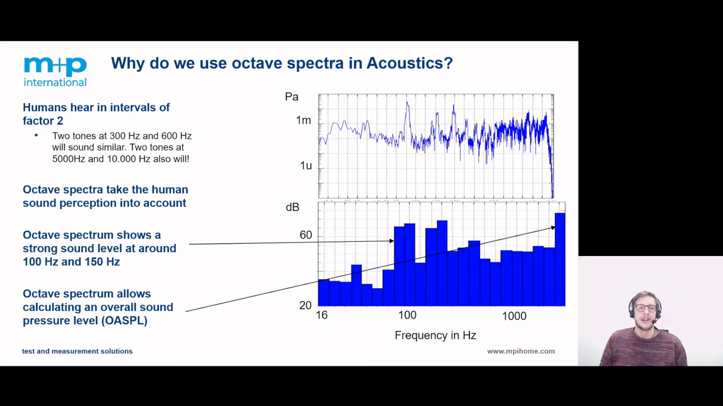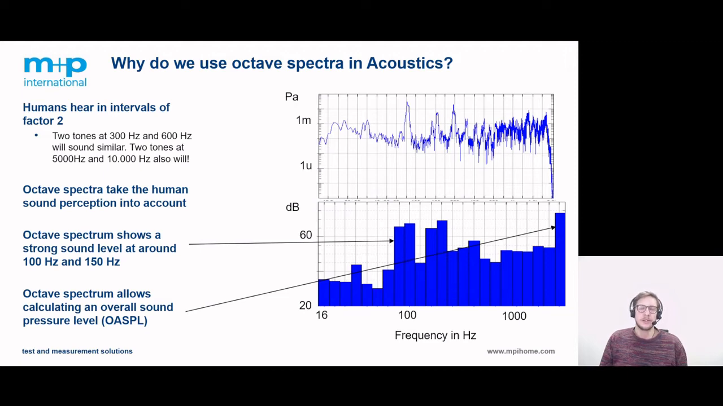If we are taking the data we measured, on the top right you can see the narrowband spectrum, on the bottom right you can see the resulting third octave spectrum. You can see there that we have strong sound levels at around 100 Hertz and at around 150 Hertz, which we both can relate clearly to sound pressure peaks in the narrowband spectrum in the top right.